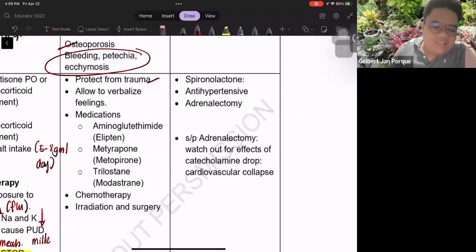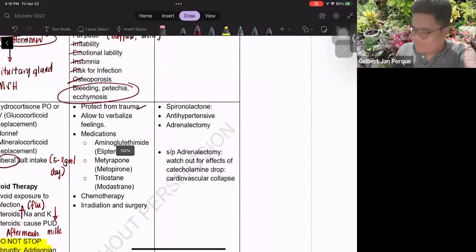So, medications, class, these are all medications that can suppress your adrenal functions. And then you can have chemotherapy, irradiation, and then surgery. Class, one common reason for Cushing is the presence of a tumor or mass. Okay, presence of a tumor.